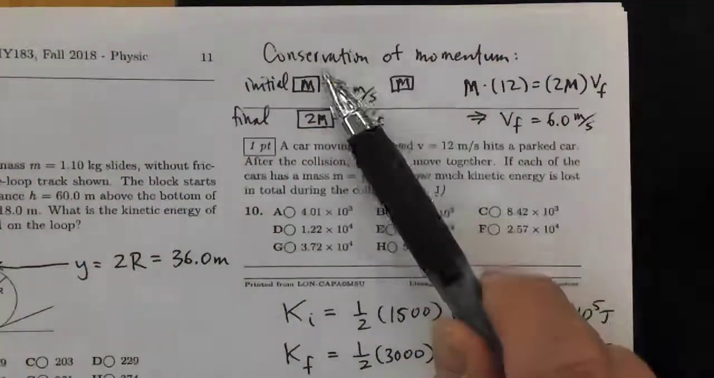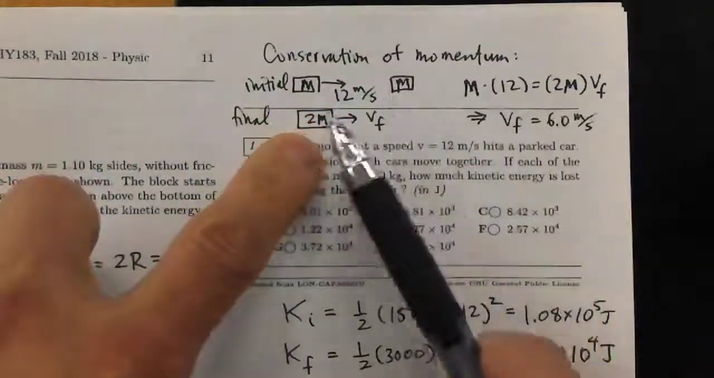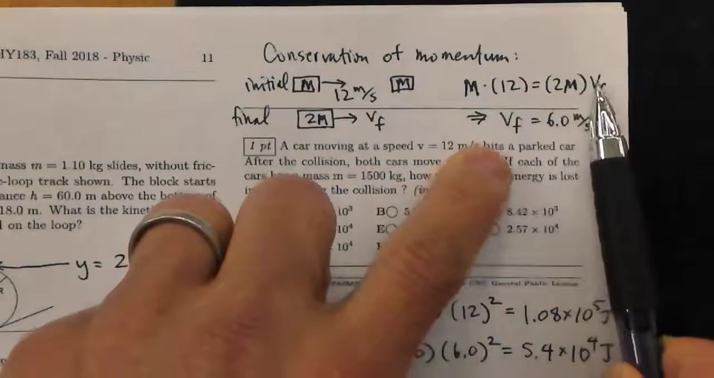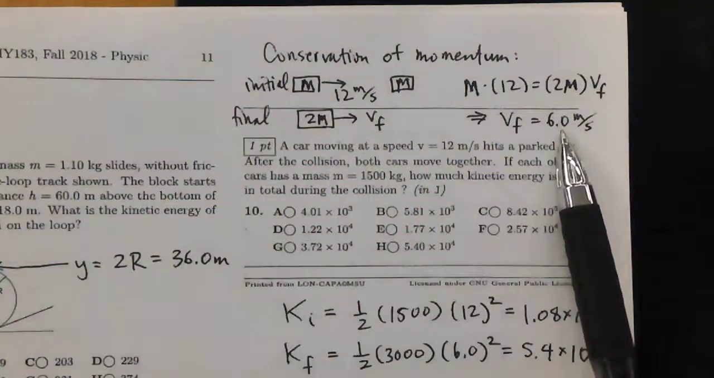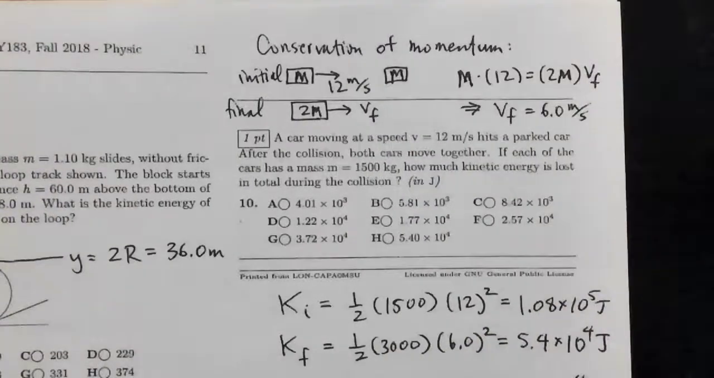But we need the momentum to be conserved, so the initial momentum is m times 12. The final momentum is 2m times v final. And so we can solve for v final. That's going to be 6 meters per second, just half the speed of the initial.